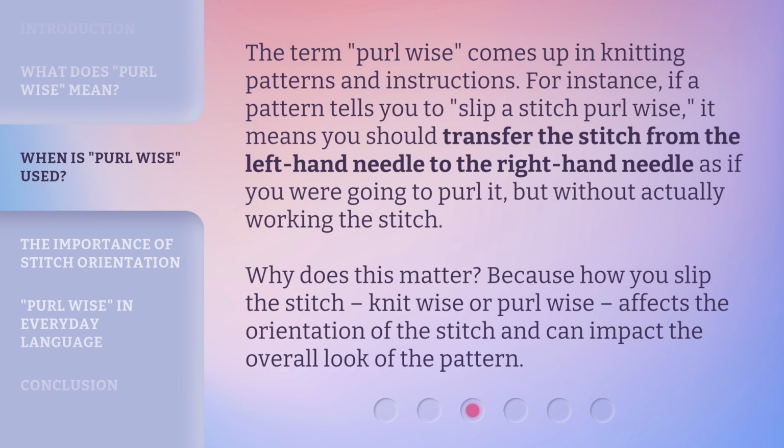The term purl wise comes up in knitting patterns and instructions. For instance, if a pattern tells you to slip a stitch purl wise, it means you should transfer the stitch from the left-hand needle to the right-hand needle as if you were going to purl it, but without actually working the stitch. Why does this matter? Because how you slip the stitch, knit-wise or purl-wise, affects the orientation of the stitch and can impact the overall look of the pattern.